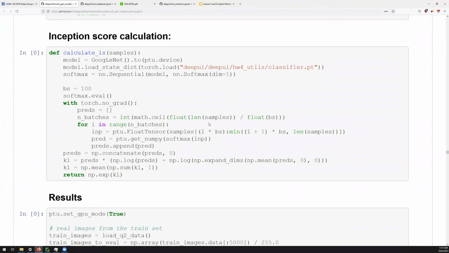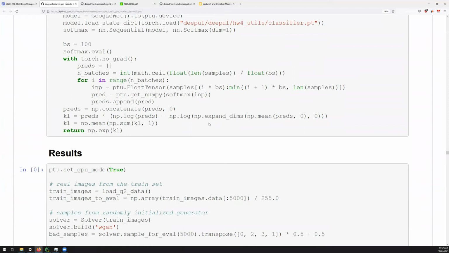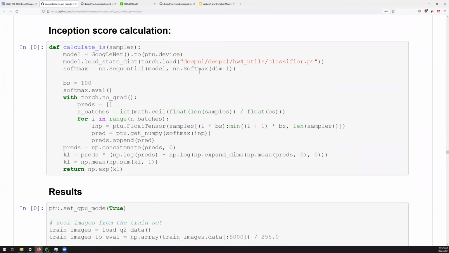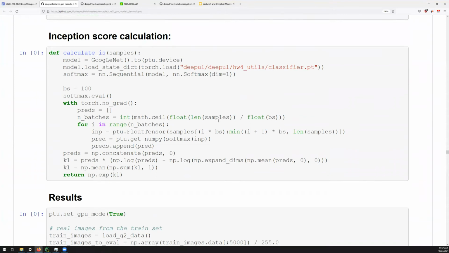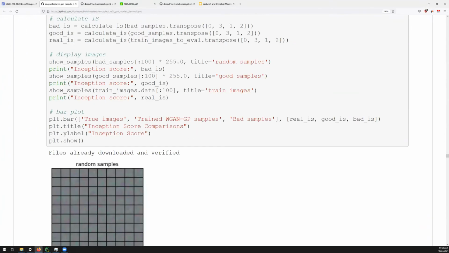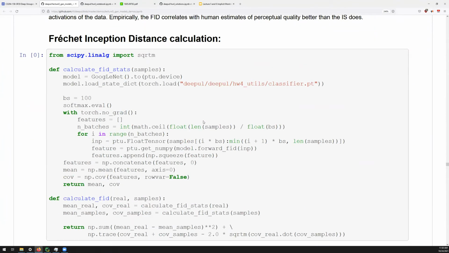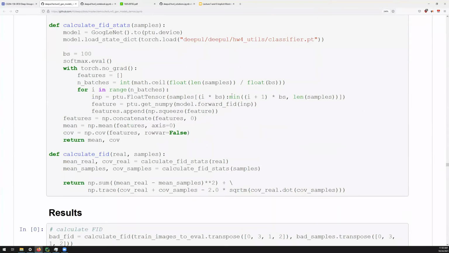Forward FID, where did it go? So yeah, the whole stack is the same. What is this one? Okay, this is an Inception. Sorry, this is in Frechet. Yeah, calculate FID stats. In this one, when you calculate the FID stats, you get the features, and then you take the mean and the covariance of the features.